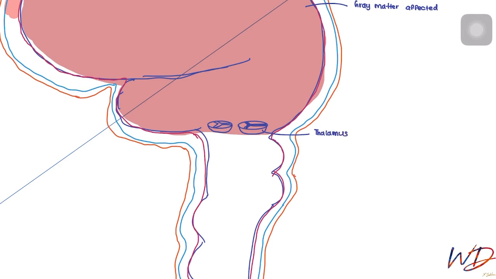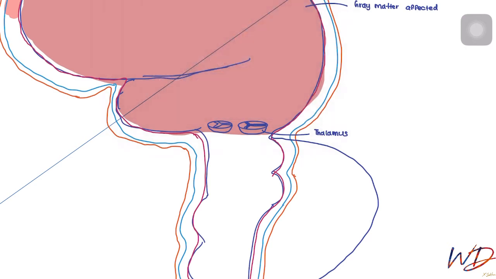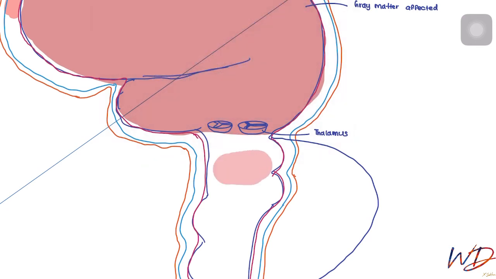I didn't draw the cerebellum. This is going to be the cerebellum. You need to draw the meninges around it. So the next will be the slightly milder, will be this region, the cerebellum.